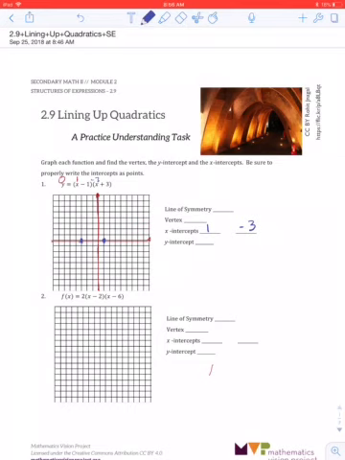Okay, what to do now? We need to get the line of symmetry, which you could probably get from this, and we need to get the vertex. And we need to get the y-intercept. So when doing that, there's a few different ways to do it.